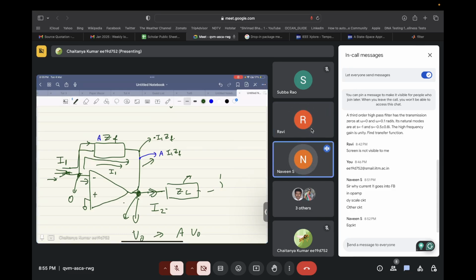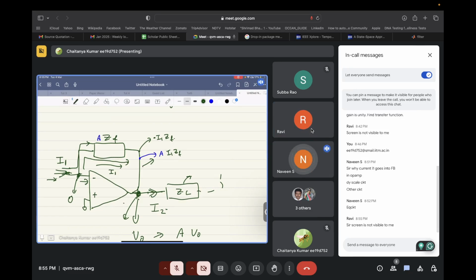Sir, how does increasing the impedance increase the voltage? Voltage is current times impedance, I1 into ZF. I1 into ZF was the initial voltage. If I replace ZF by A times ZF, what will be the voltage at this node now, if I1 hasn't changed?